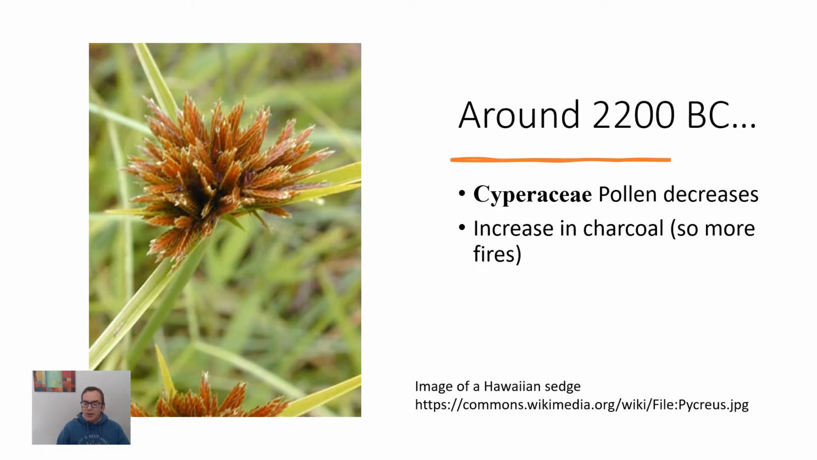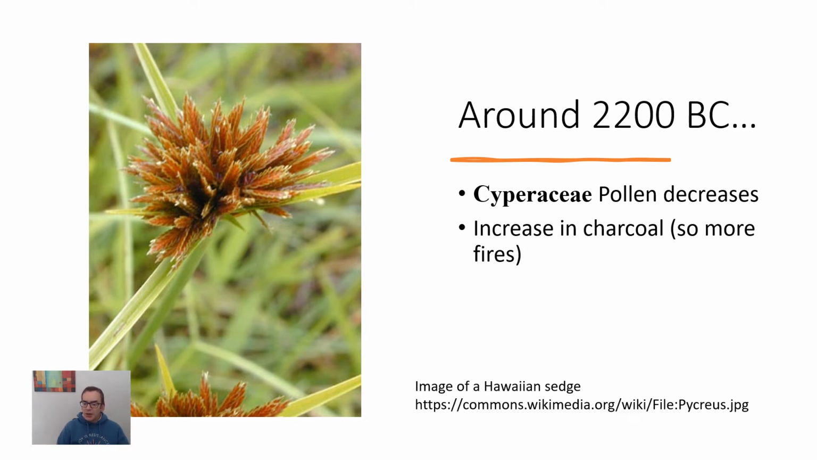So around 2200 BC, the science is telling us that pollen from these sedges starts to decrease. This particular article is focused on the Delta region, so northern Egypt. These plants grow along the Nile, and when they're happy, they give lots of pollen. When there are not so many of them, there's not as much pollen. So that's probably what's happening here.